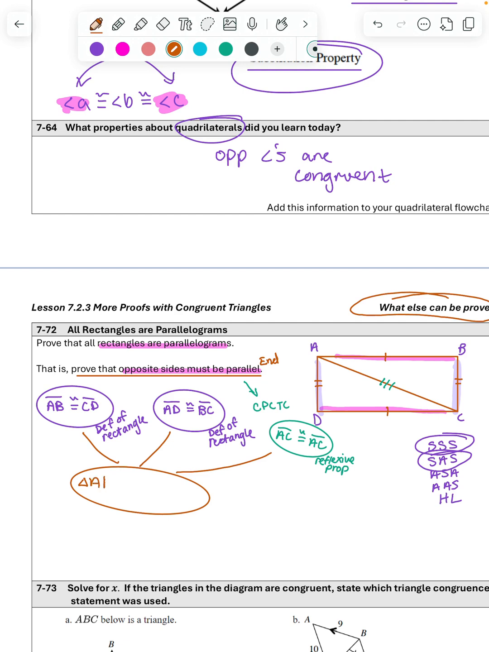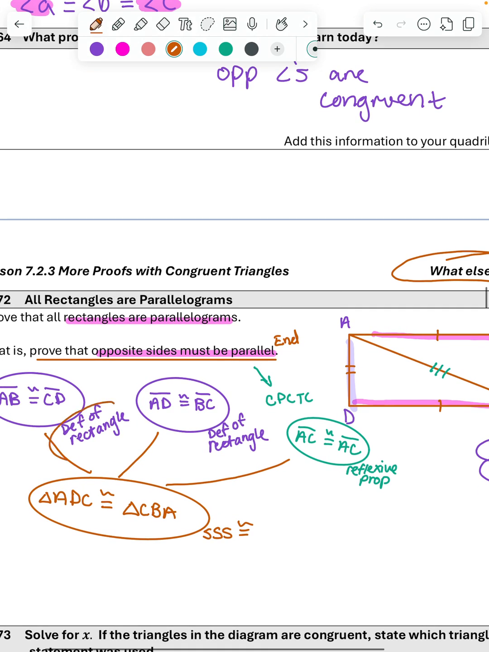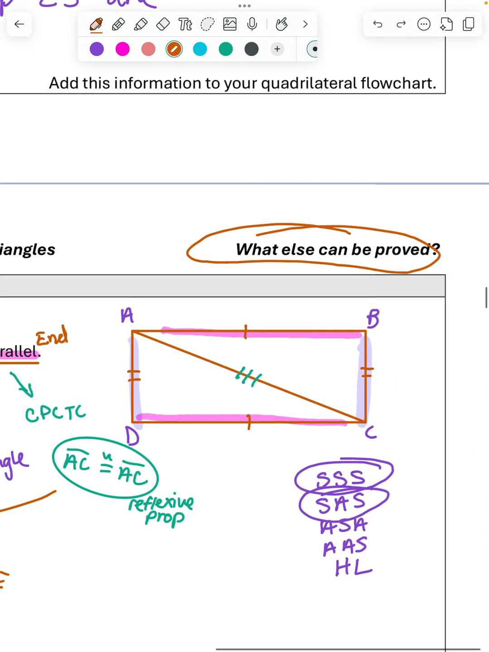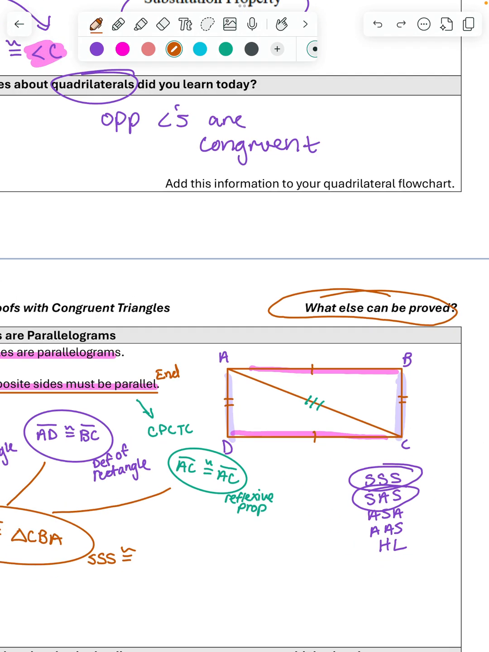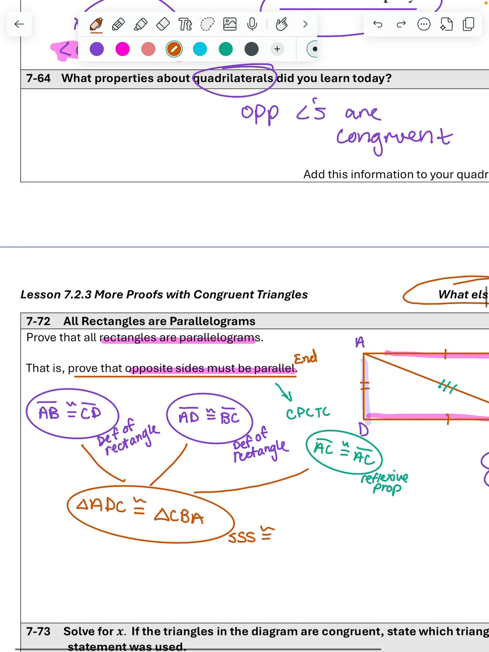So the first triangle I can call triangle ADC. And this is congruent to triangle CBA. And this is because of side, side, side congruency. Again, this part is not really new to us so much as the explanations are. Writing in those justifications is newer to us, and we kind of had to piece some of this information together.